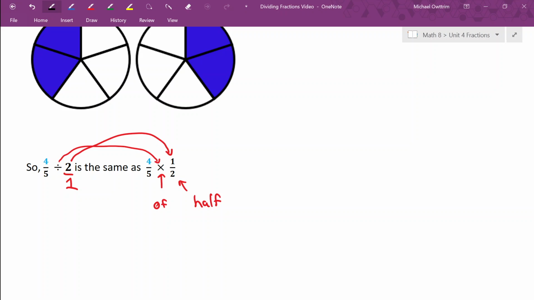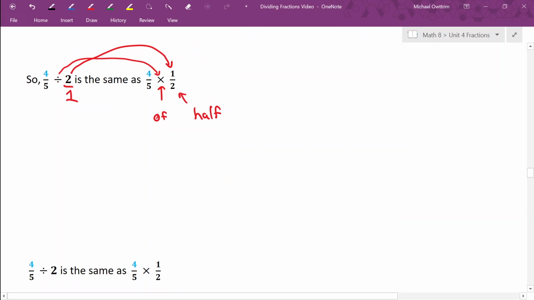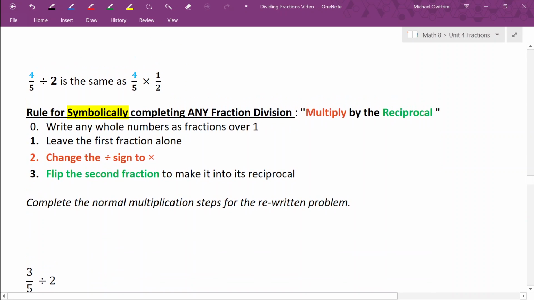And this actually works out for any fraction division, and so this is our key rule for symbolically completing any fraction division. The math rule for this is multiply by the reciprocal. We're first going to use our trick to rewrite any whole numbers as fractions over 1. But then the meat and potatoes of the rule is that we're going to leave the first fraction alone. So notice 4/5 isn't changing there. We're going to change the division sign in the middle to a multiplication sign.